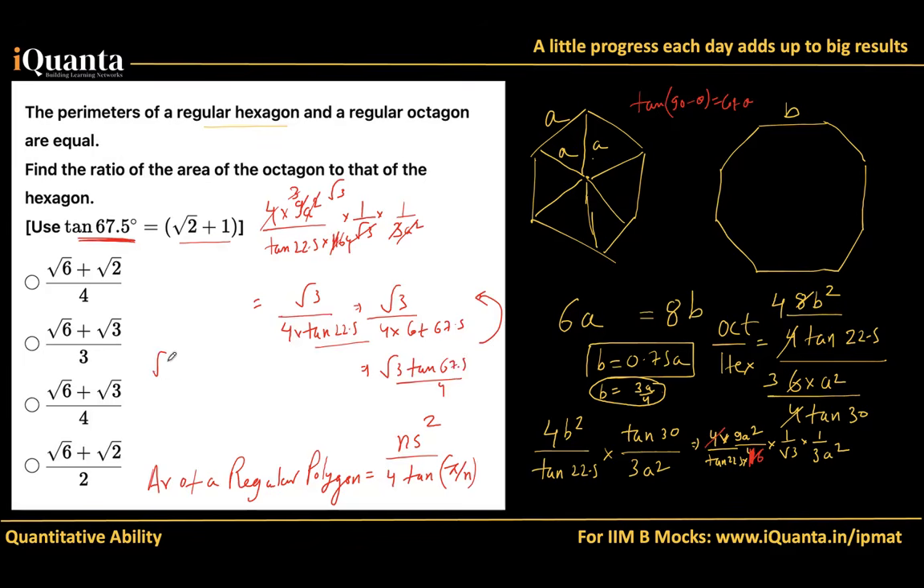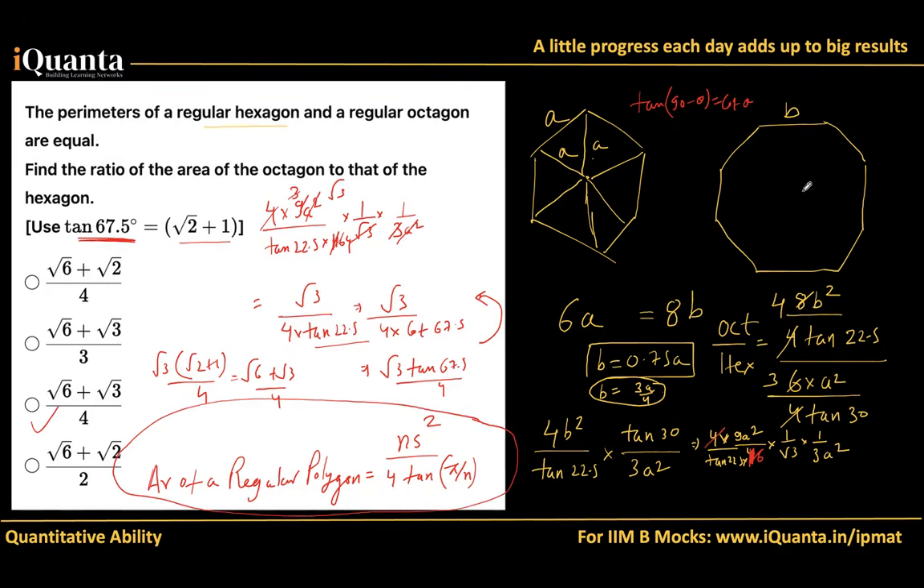Now we know the value of tan 67.5, that is root 2 plus 1 divided by 4. We get root 6 plus root 3 divided by 4. Root 6 plus root 3 divided by 4. This is the answer. So this is one way in which you can directly find out the area of a regular polygon. This is very helpful while finding out ratios.